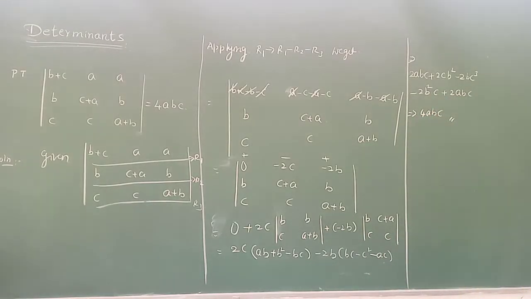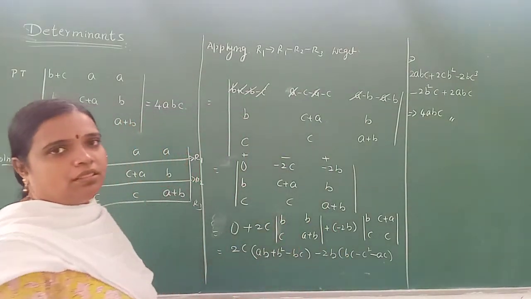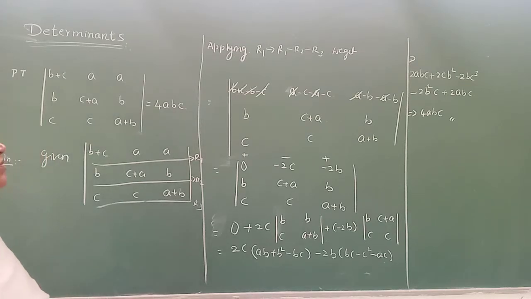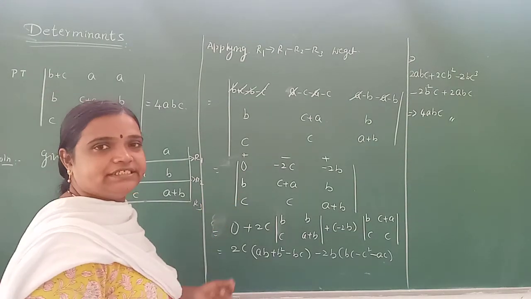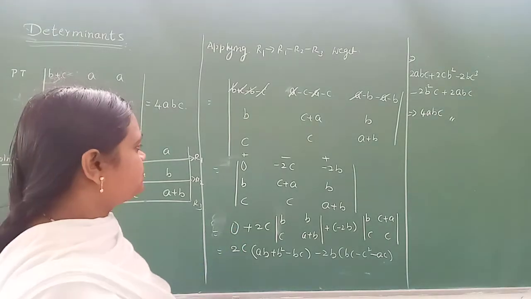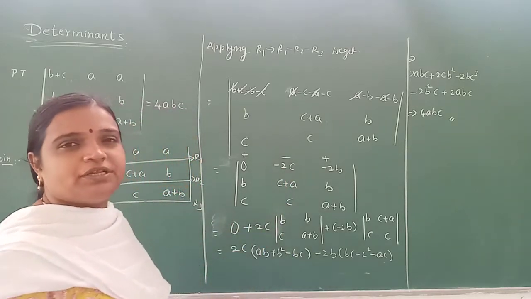And next, as you know the expansion of a determinant, how to expand? Applying the plus, minus, plus signs. Knowing that, we are expanding this one. 0 as it is. 0 into everything is 0, therefore we will not worry. Next, minus into minus becomes plus 2c.